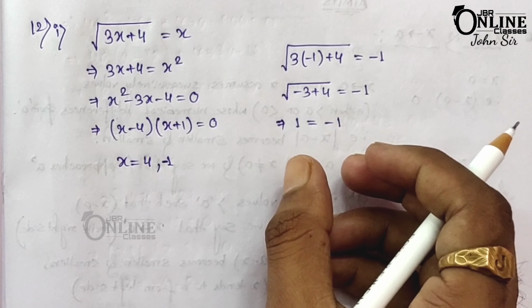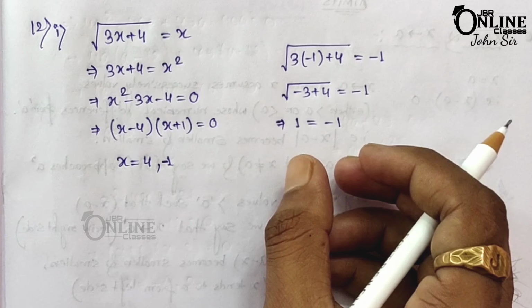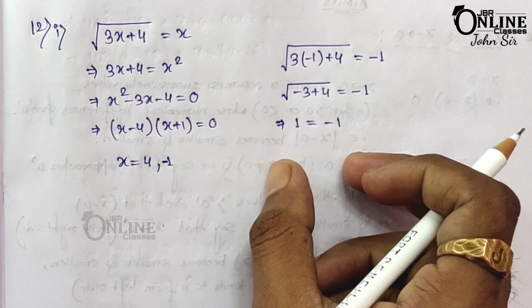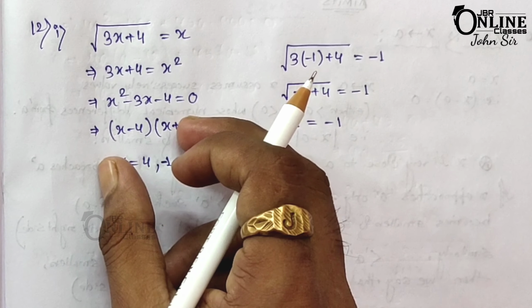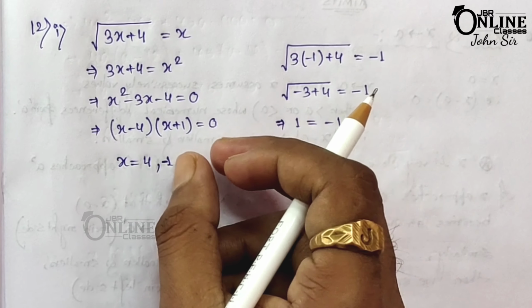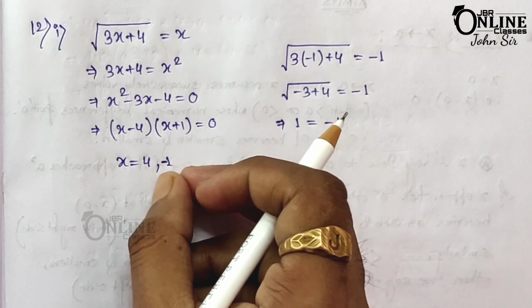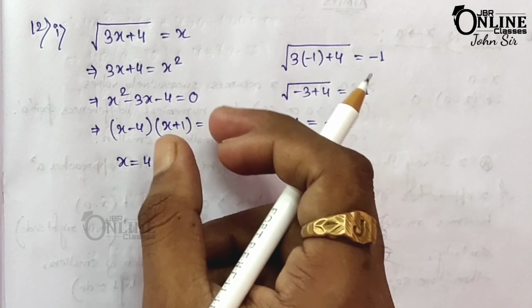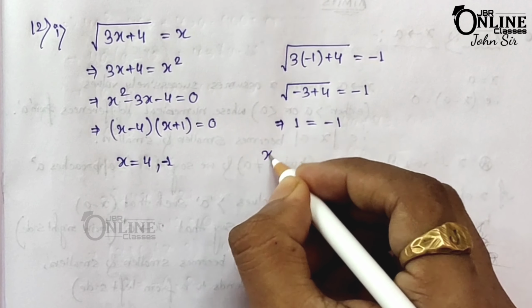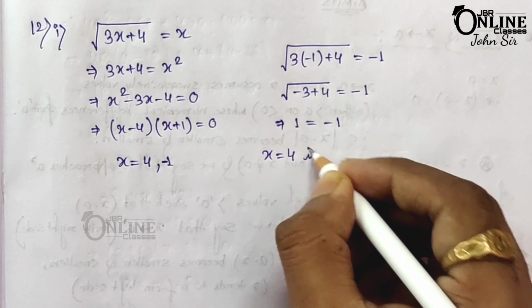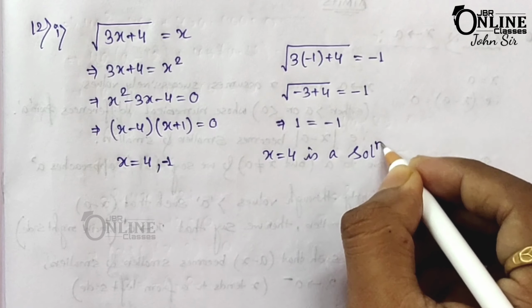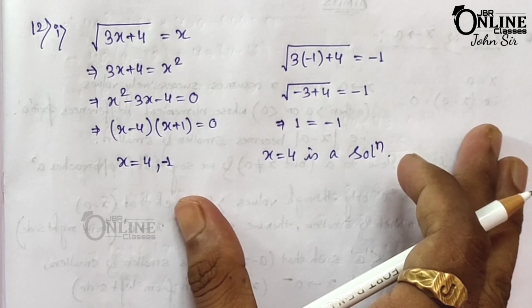So that means x = -1 is not a solution of this equation. So x = 4 is the solution. I hope it's clear.